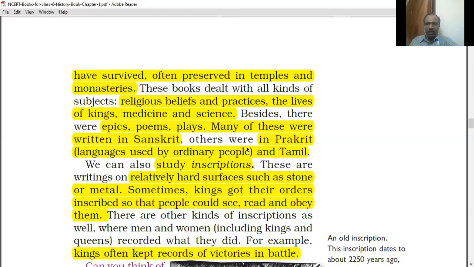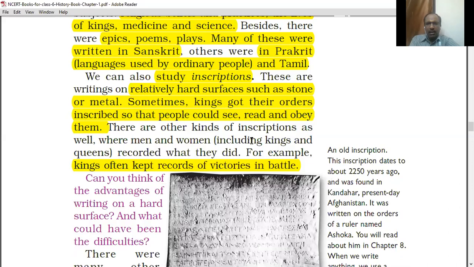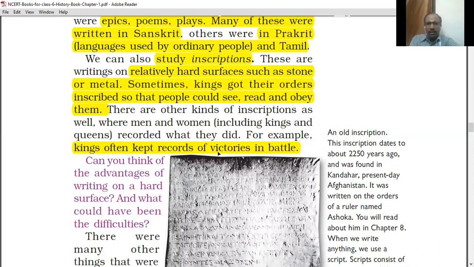So there are other kinds of inscription as well, including kings and queens recording what they did. And we see kings often kept records of their victories in battle, whereas we could not find records from common people; they never kept records, that practice they did not have.